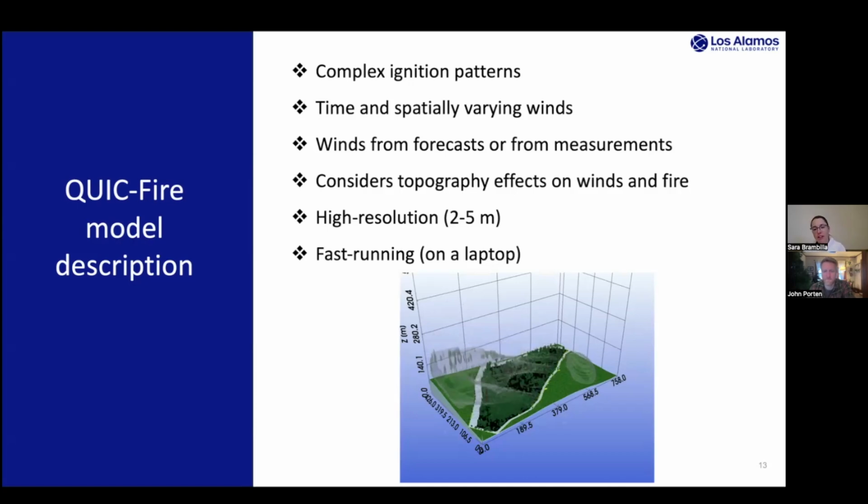We do all this at high resolution, usually horizontally 2-5 meters. That's why having a good definition of the initial field, not just something per hectare, is very important in our case. And we can run on a laptop. So you can run it on your own computer if you want to.